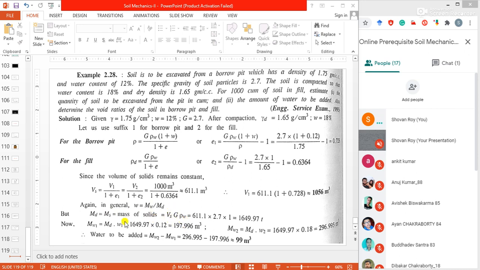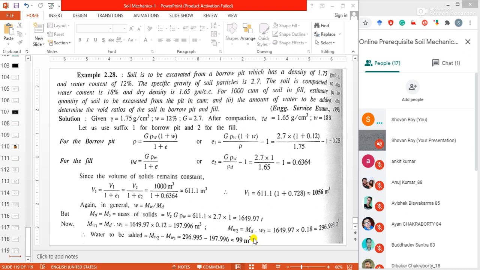Vs and this formula is Vs into G into rho W. We are getting this 1649.97. Mw1 is Md into w1. Md is 1649.97 into this w1, w1 is 0.12, this water content. And Mw2 is 1649.97 into 0.18, the compacted water content. The water to be added is 99 meter cube.